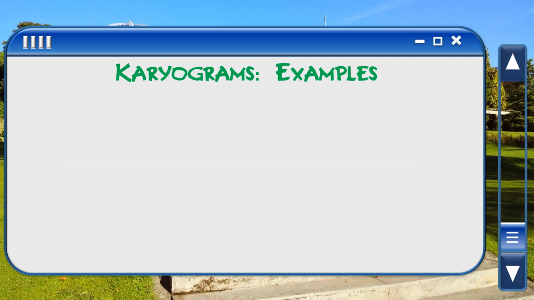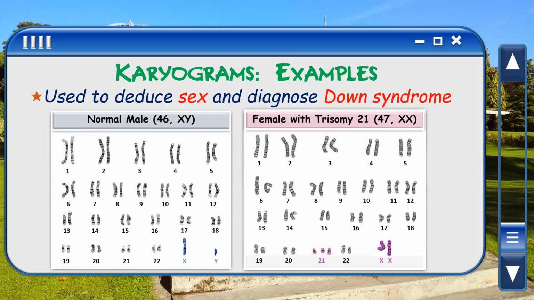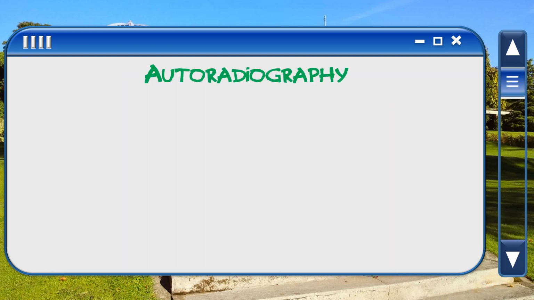Karyogram examples. The karyogram is used to deduce sex and diagnose Down syndrome. Autoradiography.